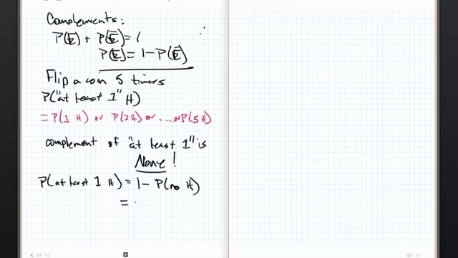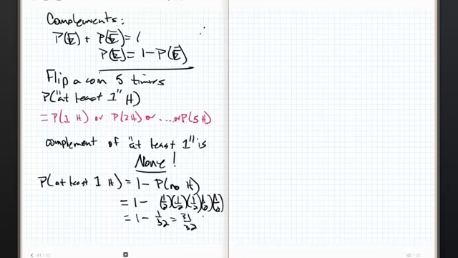So the probability of flipping no heads out of 5 coins is flipping a tail on the first, flipping a tail on the second, flipping a tail on the third, flipping a tail on the fourth, and flipping a tail on the fifth. These are all the probabilities of flipping tails, which is the complement of a head. So if I want to know the probability of at least one head, I simply go 1 minus its complement. So what is that? 1 minus 1/32, and I get 31 out of 32.